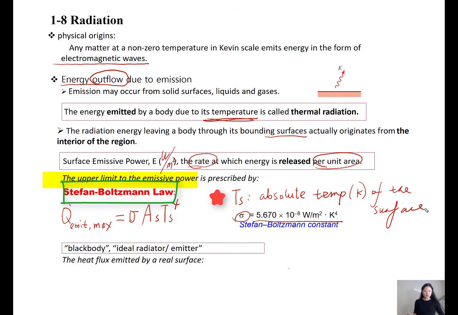And what kind of object can emit the upper limit of the emissive power following the Stefan-Boltzmann law? It's called a black body. The black body is not real, it's imaginary. So we imagine the black body has the largest ability to emit power. When you have a black body and real surfaces, the black body emits the highest amount of power, and that can be calculated using the Stefan-Boltzmann law. So we use the black body as a reference. Then what is the emission from a real surface?